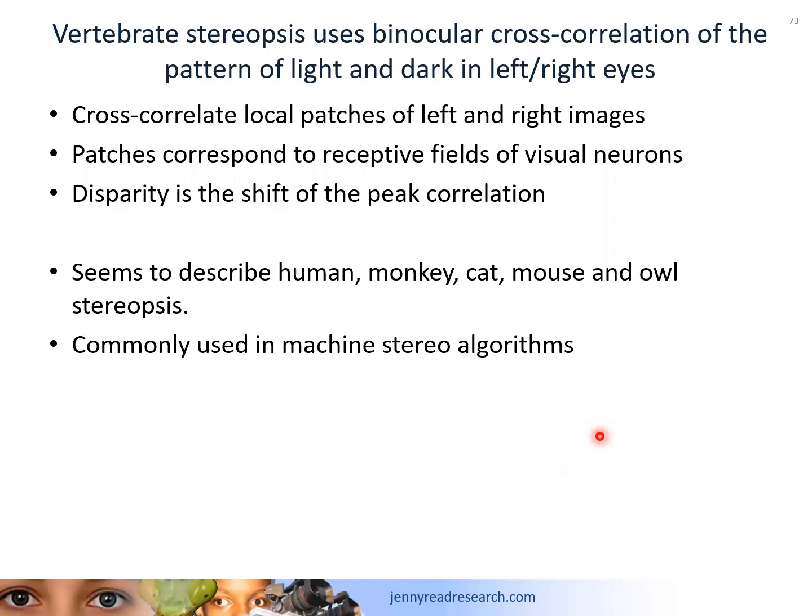Bruce did some really influential work with this in monkeys. People have also studied it in other vertebrate species, and it all seems to work just fine. And it's the go-to method for machine stereo algorithms. They're all basically built on cross-correlations.